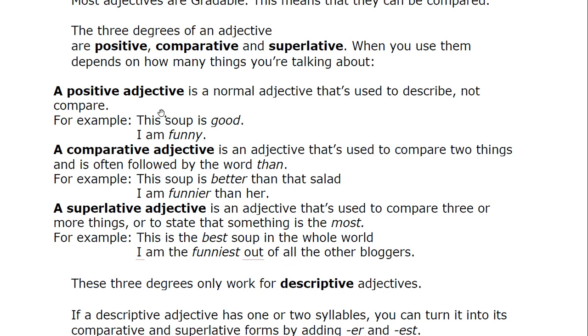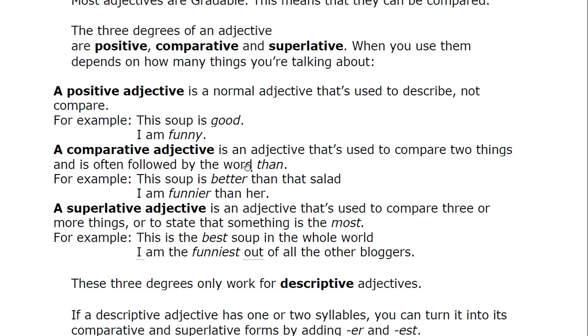Okay. A positive adjective is a normal adjective that's used to describe, not compare. So it's just describing something. He is big, he is small, he is short, he is fat, he is thin, he is fair. The story was long. So you're just talking about one thing, one story. You're talking about one person, he. Example: this soup is good. I am funny.